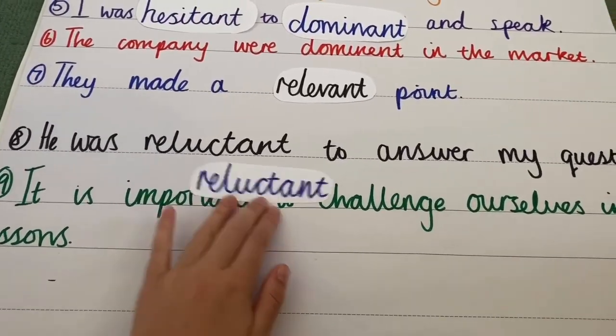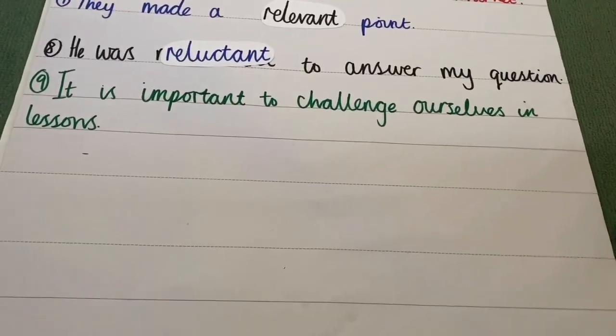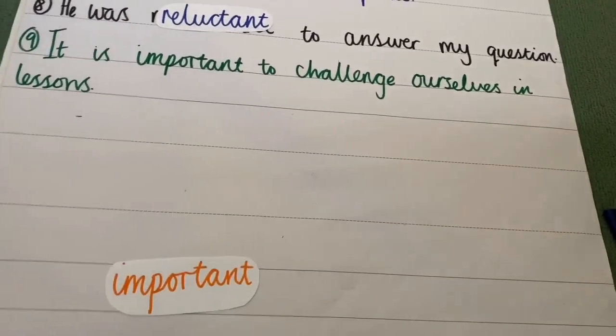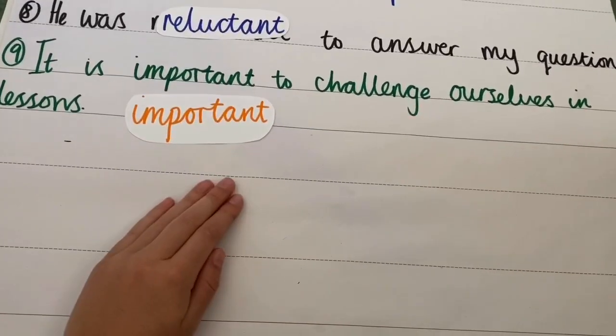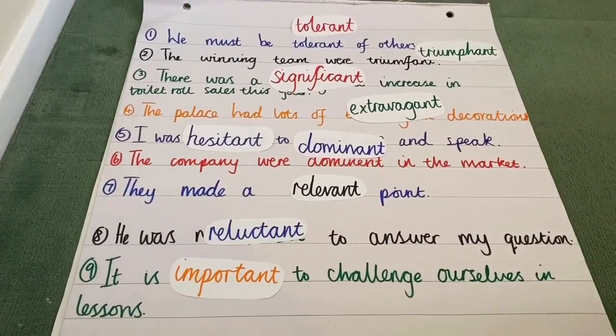Reluctant. I've done it right. Okay, brilliant. And then the last one: it is important to challenge ourselves in lessons. It is important to challenge ourselves in lessons, and I spelt that one correctly too. Okay, brilliant. You've helped me peer assess my work now, so thank you so much.